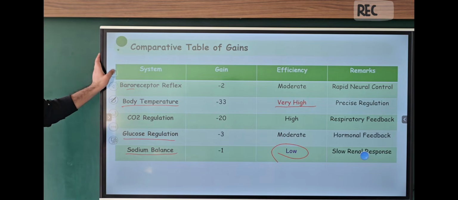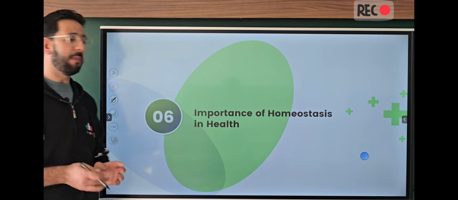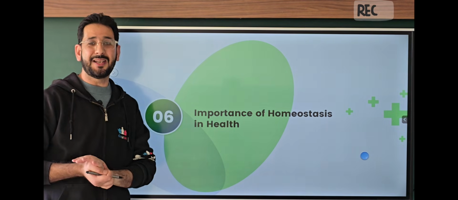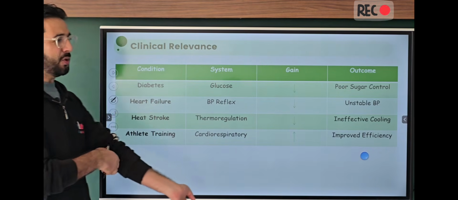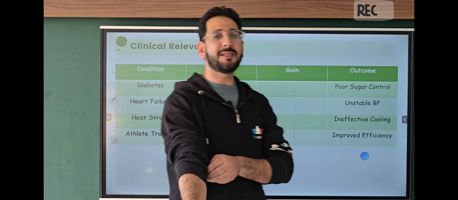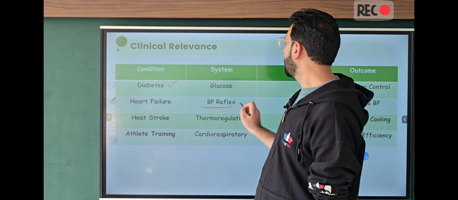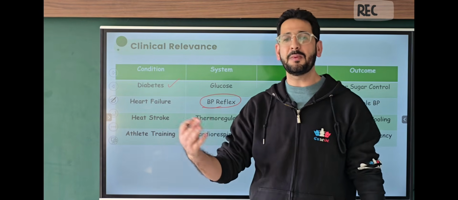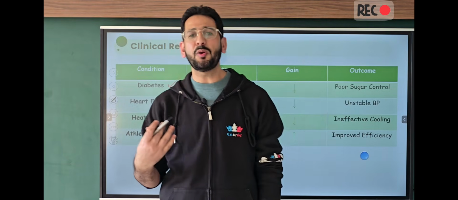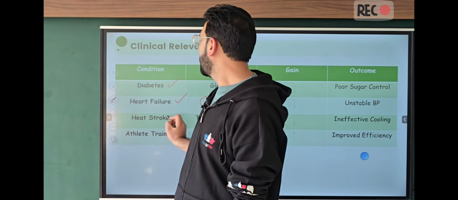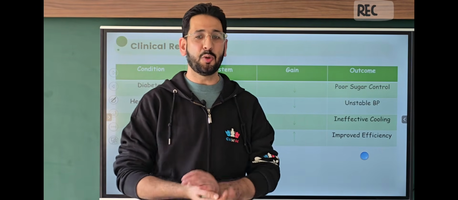Okay, now we will talk briefly about the importance of homeostasis in health. Or actually, homeostatic imbalance we will talk about. If there is a homeostatic imbalance, for example, an imbalance in glucose homeostasis, that will lead to diabetes. If there is an imbalance in the blood pressure reflex or disturbance in blood pressure homeostasis, that will lead to heart failure. And if there is a temperature regulation imbalance, that will lead to heat stroke. Okay, so these are some examples of imbalance in the homeostatic system.